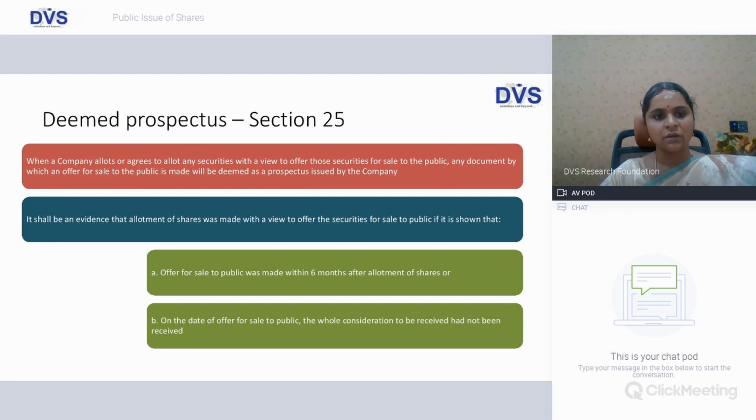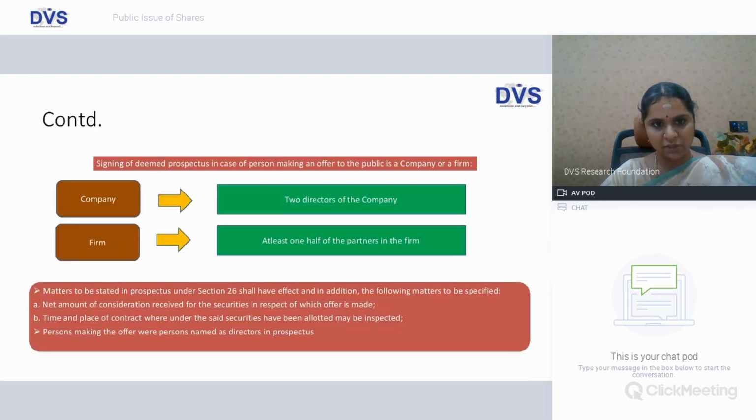In both the cases, it will be construed as a prospectus, and hence all the matters to be stated in the prospectus as provided under section 26 shall be provided in the document which mentions about this offer for sale to public. Over and above that, it shall also talk about the consideration which is going to be received for such offer for sale made to the public, and the time and place where such contract made for the securities to be allotted may be inspected. So these two provisions shall also be added as additional matters over and above what we are going to deal with under section 26 in the next slide.